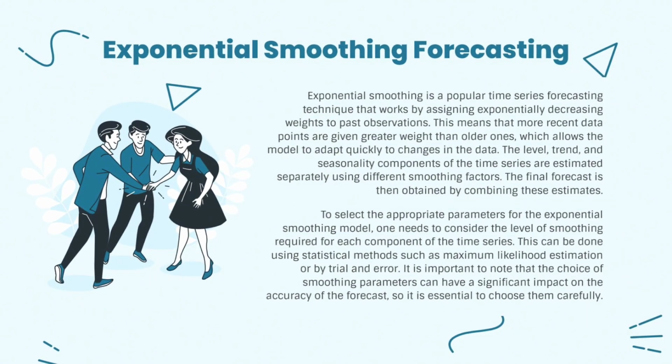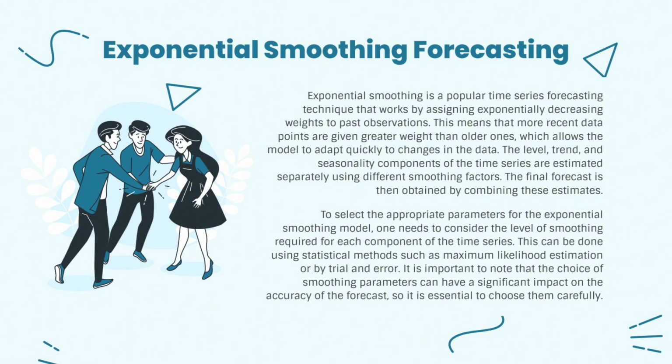Exponential smoothing forecasting. Exponential smoothing is a popular time series forecasting technique that works by assigning exponentially decreasing weights to past observations. This means that more recent data points are given greater weight than older ones, which allows the model to adapt quickly to changes in the data.